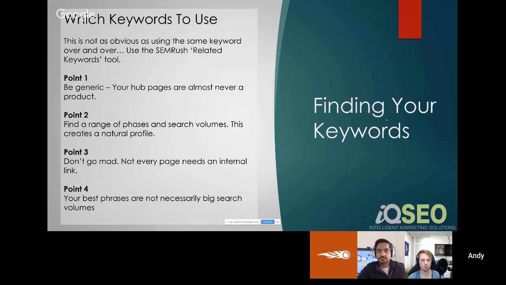And this is probably more obvious on an e-commerce site than it is on a site with a particular service that's actually being sold or being offered. You don't want to confuse the two. And then you want to find a range of phrases and search volumes. The reason you do this is because you want to create something that is as natural as possible to Google.